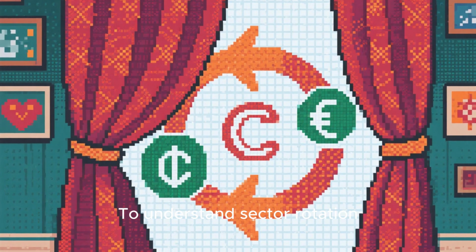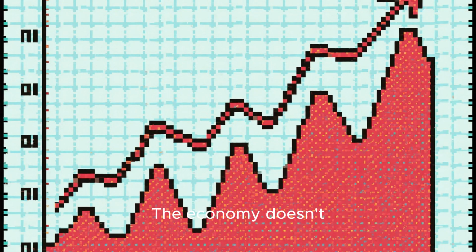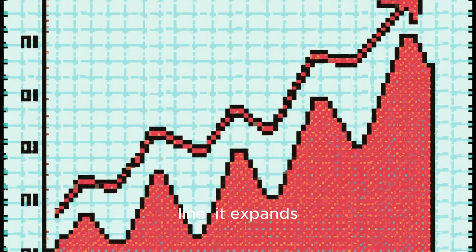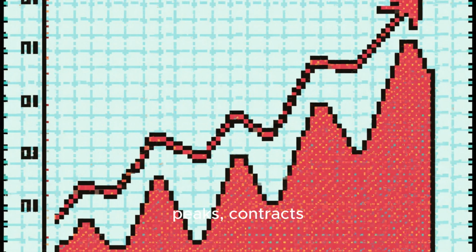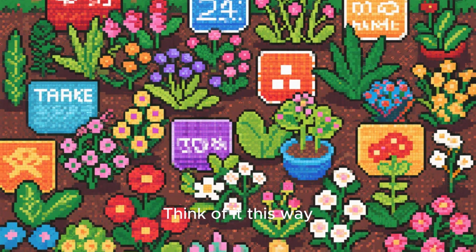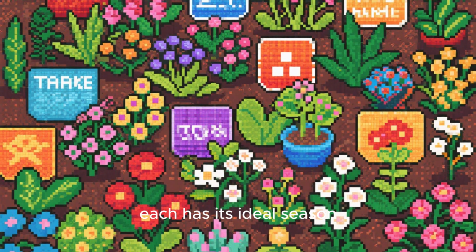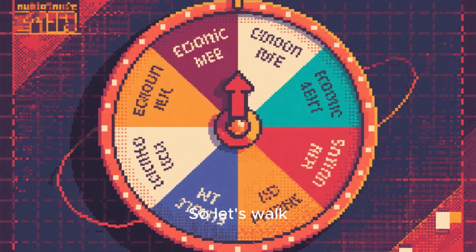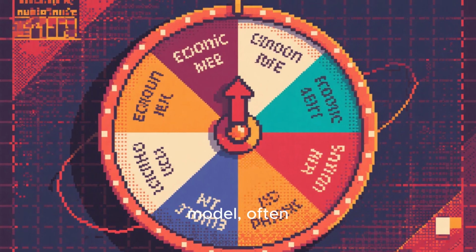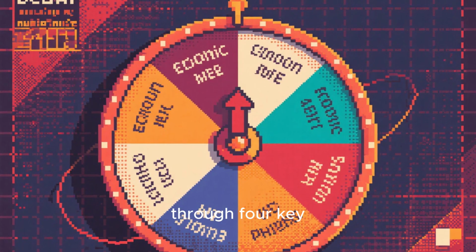To understand sector rotation, we first need to revisit the economic cycle. The economy doesn't grow in a straight line. It expands, peaks, contracts, and troughs in a continuous loop. Think of it this way. Different sectors of the stock market are like different plants in a garden, each has its ideal season. So let's walk through the classic sector rotation model, often visualized as a clock or a wheel. We'll follow it through four key phases.